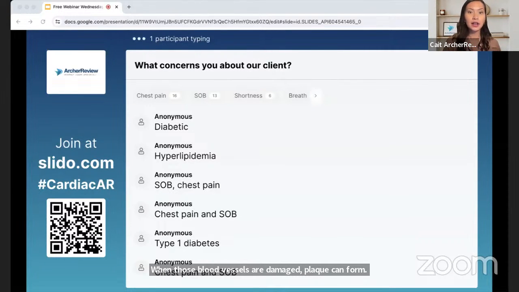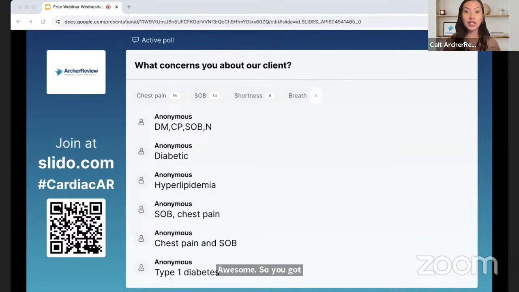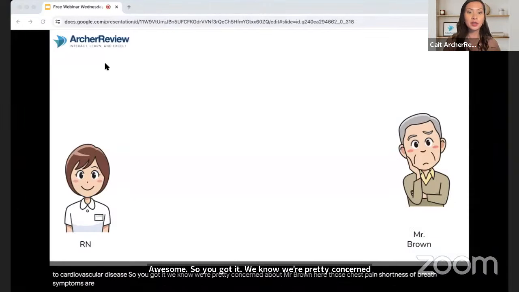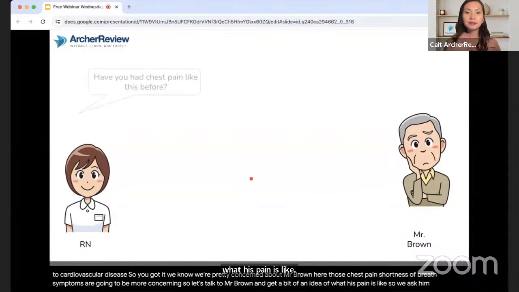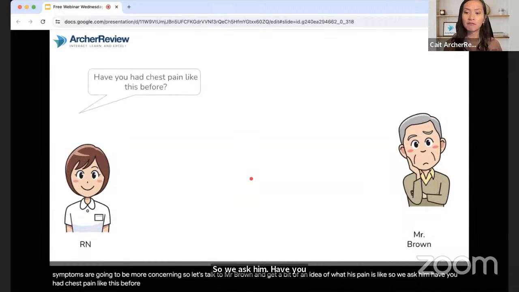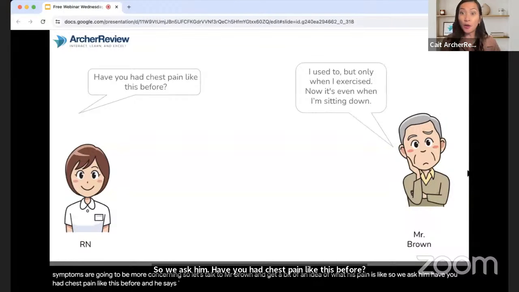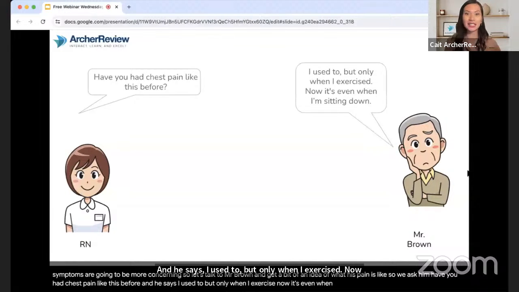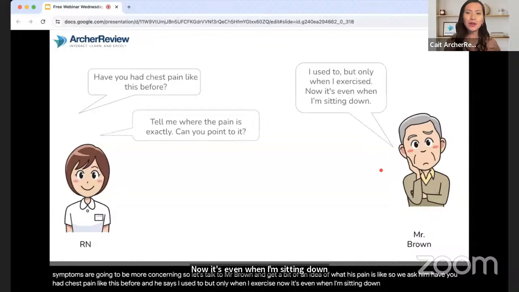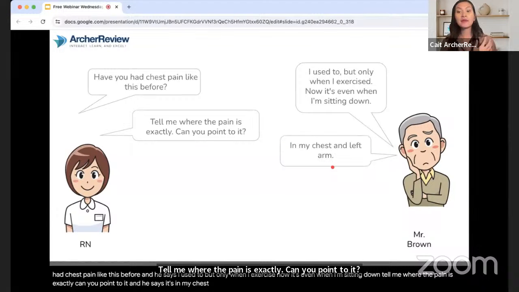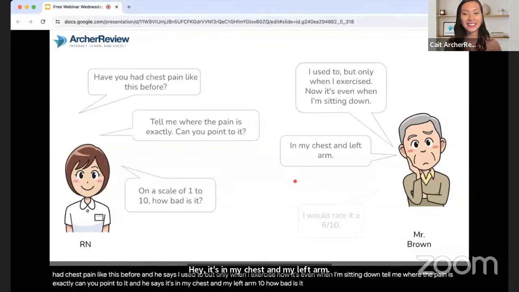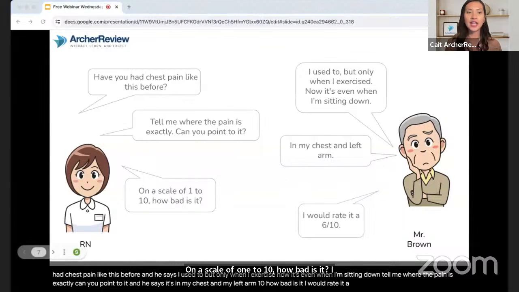Awesome. So you got it. We know we're pretty concerned about Mr. Brown here. Those chest pain, shortness of breath symptoms are going to be more concerning. So let's talk to Mr. Brown and get a bit of an idea of what his pain is like. So we ask him, have you had chest pain like this before? And he says, I used to, but only when I exercise. Now it's even when I'm sitting down. Tell me where the pain is exactly. Can you point to it? And he says, it's in my chest and my left arm. On a scale of 1 to 10, how bad is it? I would rate it a 6 out of 10.